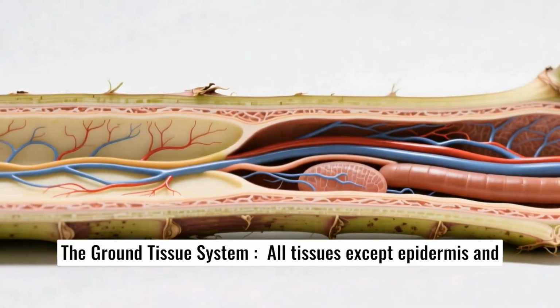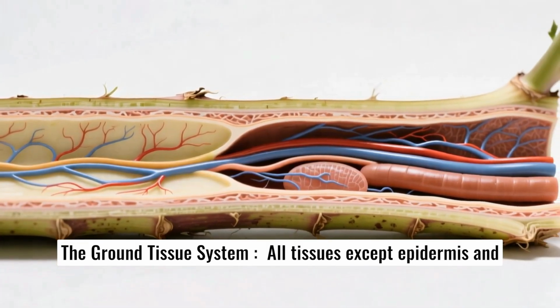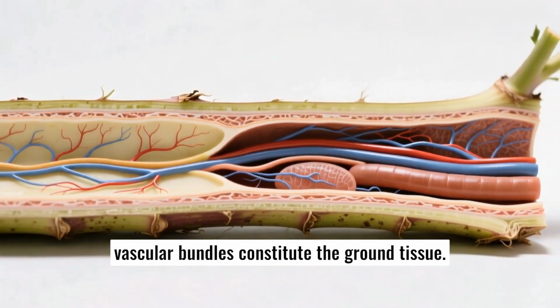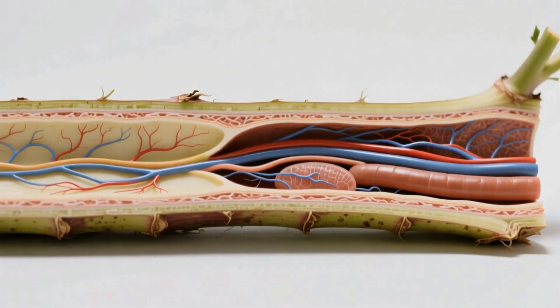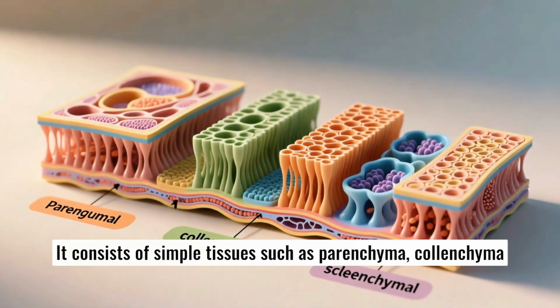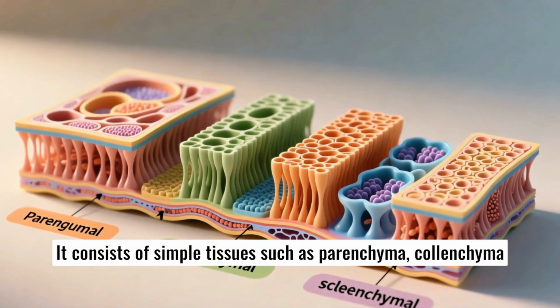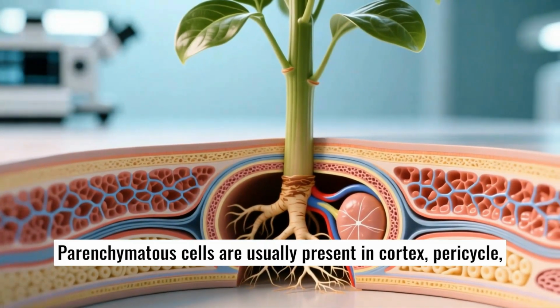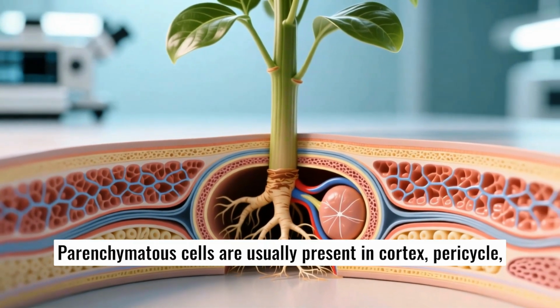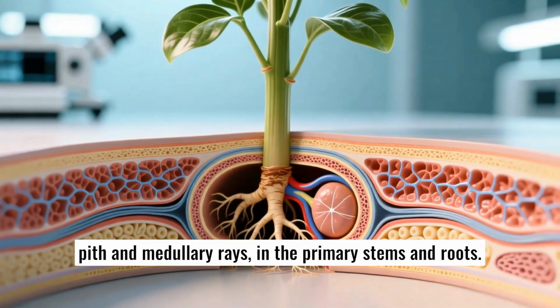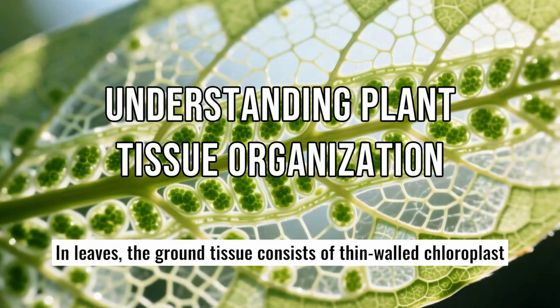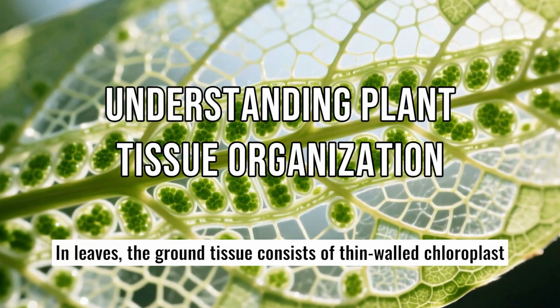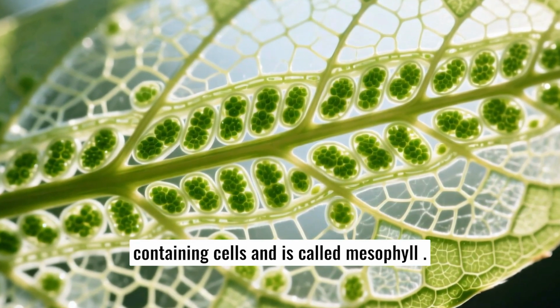The ground tissue system. All tissues except epidermis and vascular bundles constitute the ground tissue. It consists of simple tissues such as parenchyma, collenchyma, and sclerenchyma. Parenchymatous cells are usually present in cortex, pericycle, pith, and medullary rays, in the primary stems and roots. In leaves, the ground tissue consists of thin-walled chloroplast containing cells and is called mesophyll.